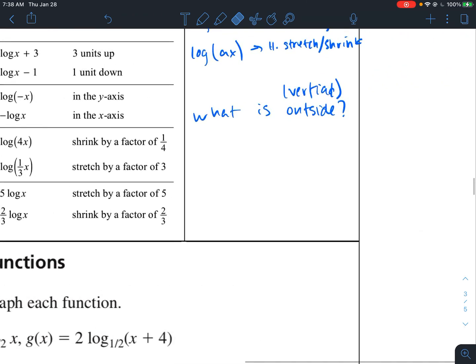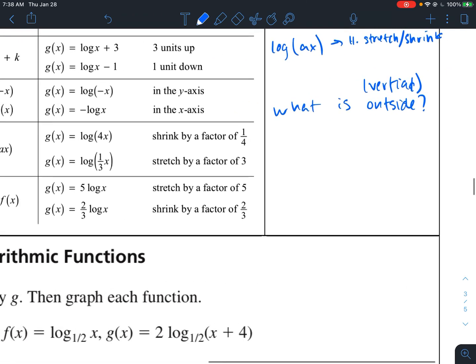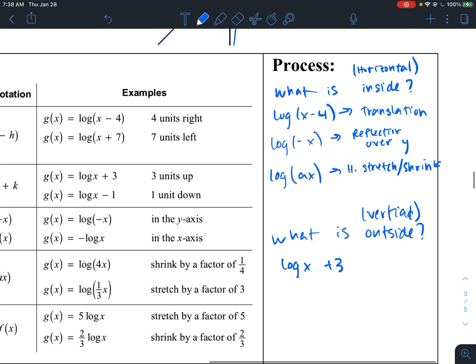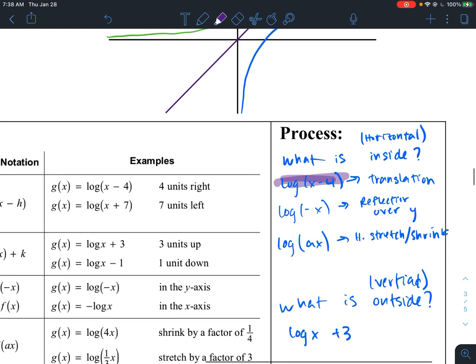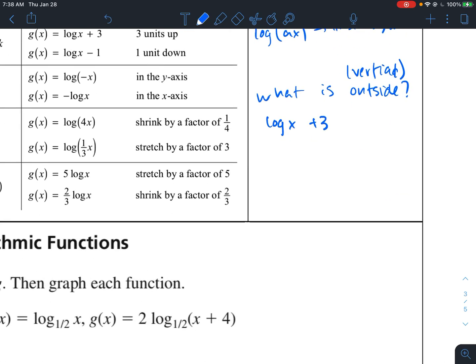Okay, now pretty much the reverse opposite of what's going on is on the outside. So if it's something like log of x plus 3, now here we have parentheses. If you don't see any parentheses, you're going to assume that this is outside and not part of the argument. So you're going to assume that it's a vertical shift up or down. So this is a vertical translation.